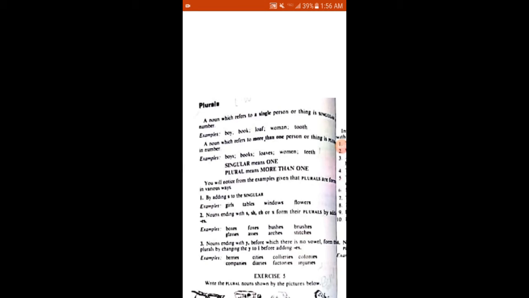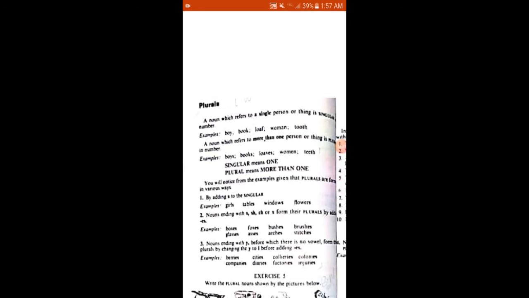Plurals. A noun which refers to a single person or thing is singular in number. Boy, book, loaf, woman, tooth. And a noun which refers to more than one person or thing is plural in number. Boys, books, loaves, women, teeth. So singular means one and plural means more than one.